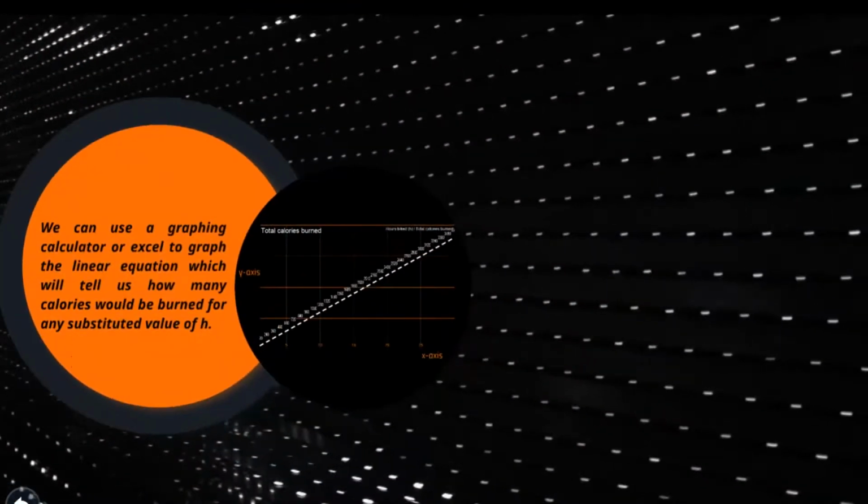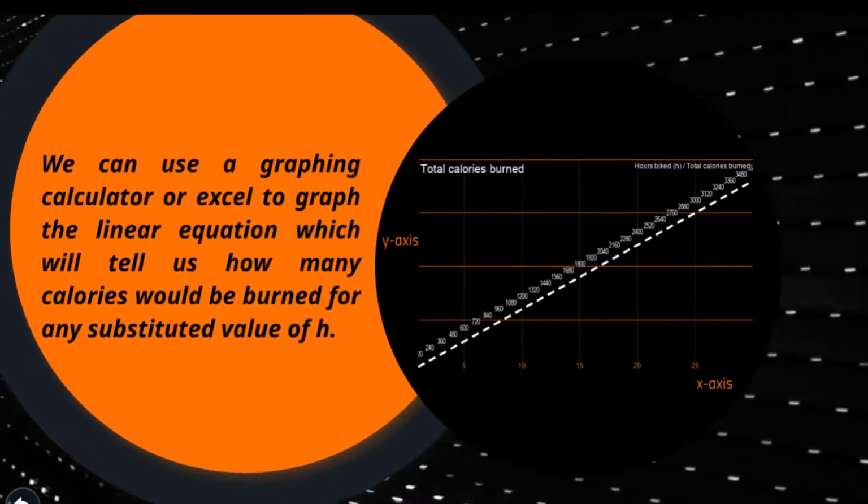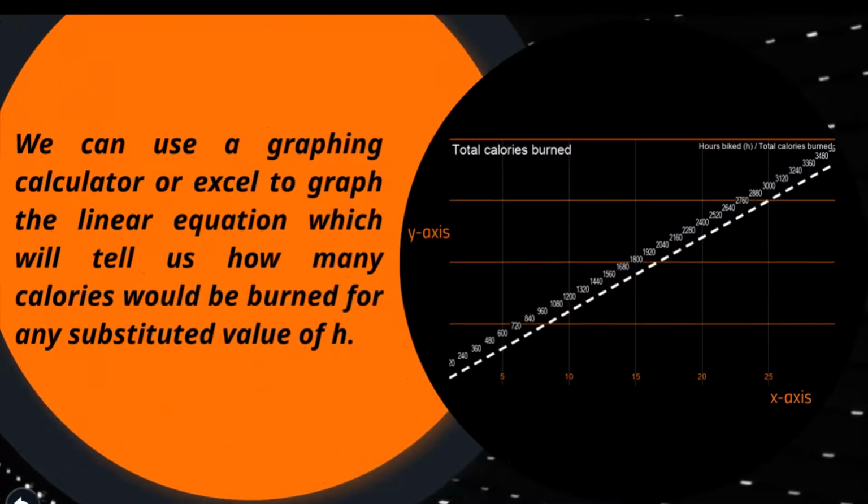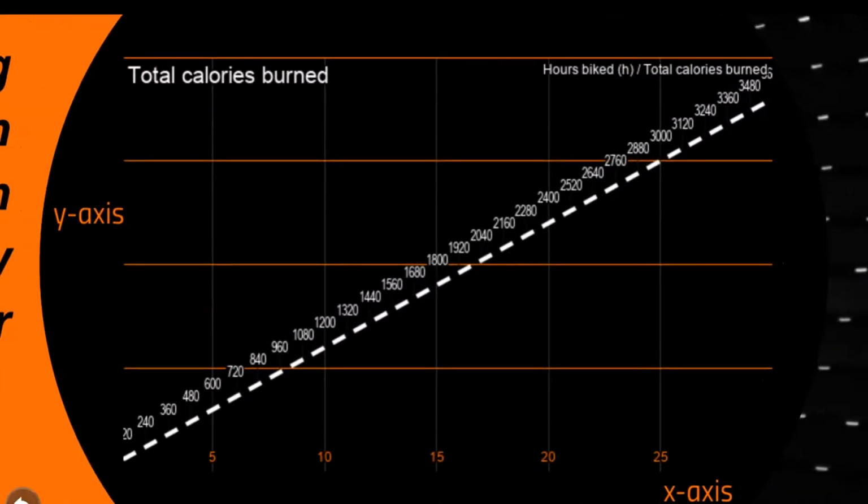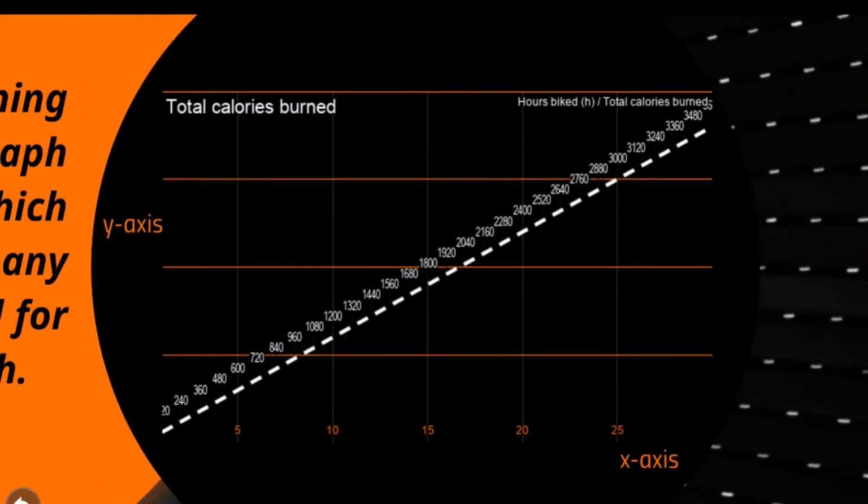Next, we'll start to see why algebra is so useful. We can use a graphing calculator or Excel to graph the linear equation, which will tell us how many calories would be burned for any substituted value of h. So for example, if Tatar bikes say 5 hours, we can quickly see that he will burn 600 total calories. If he bikes 25 hours, we can quickly see that he will burn 3,000 total calories.